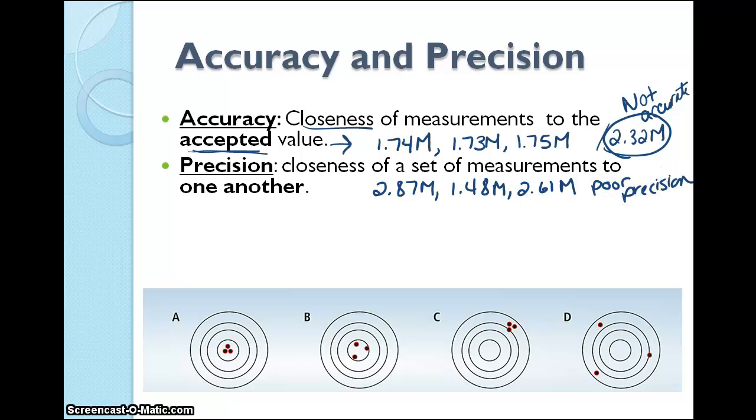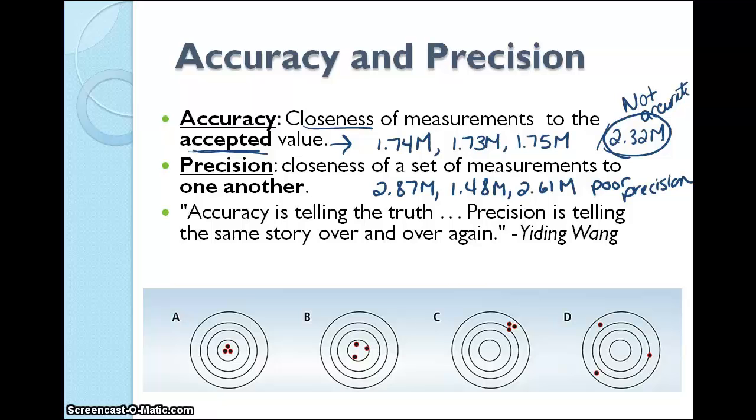Now, obviously, when you do a lab, you're always going to want to have very good accuracy while also being very precise. It has a lot to do with the reliability of your data. This is a quote that I found and I thought was awesome: accuracy is telling the truth, precision is telling the same story over and over again. That should hopefully help you to remember the difference between accuracy and precision. Here's another analogy, and let's go ahead and do some examples, telling if it's accurate or precise.